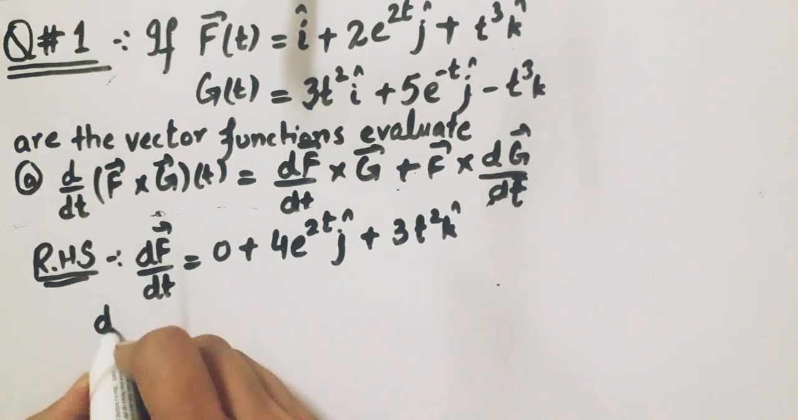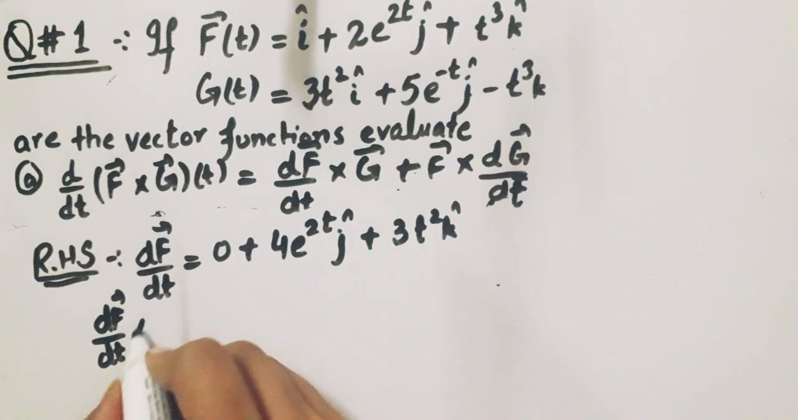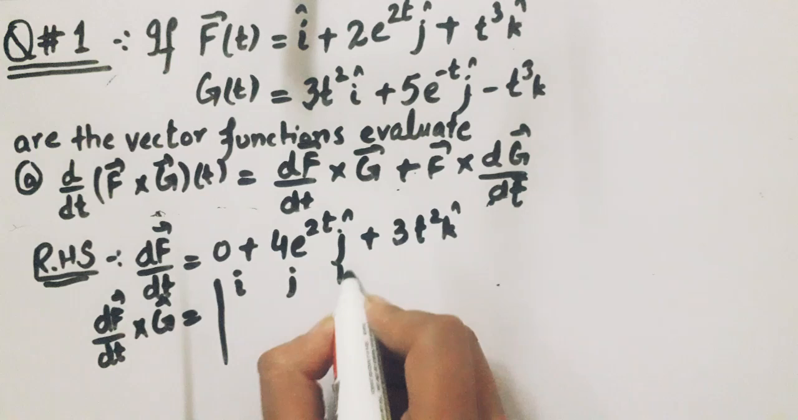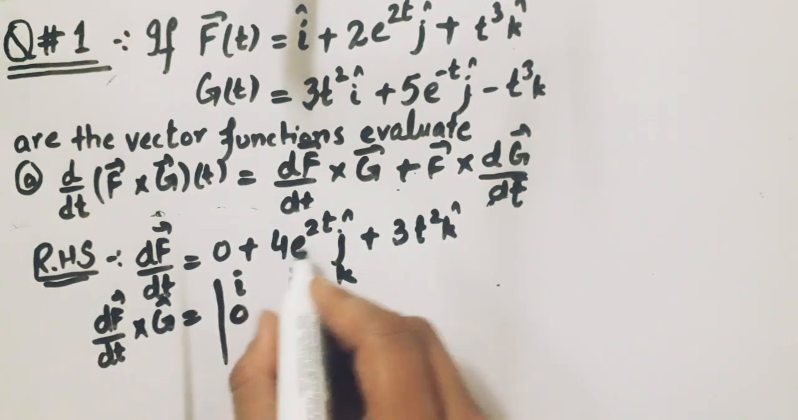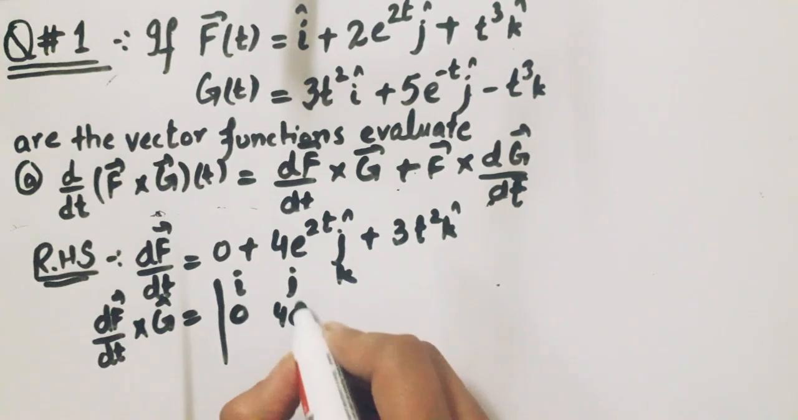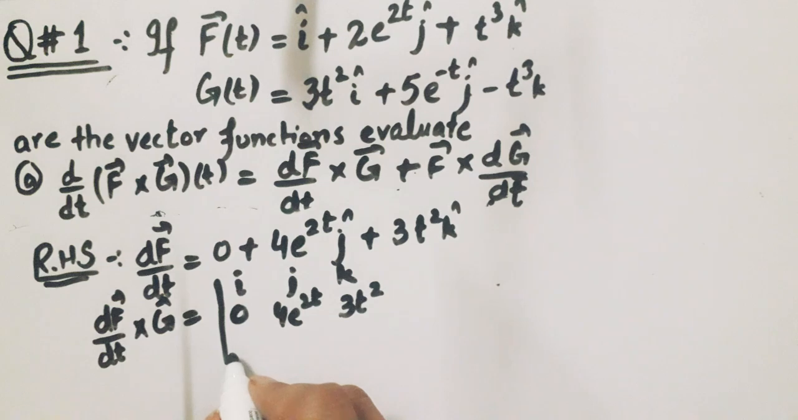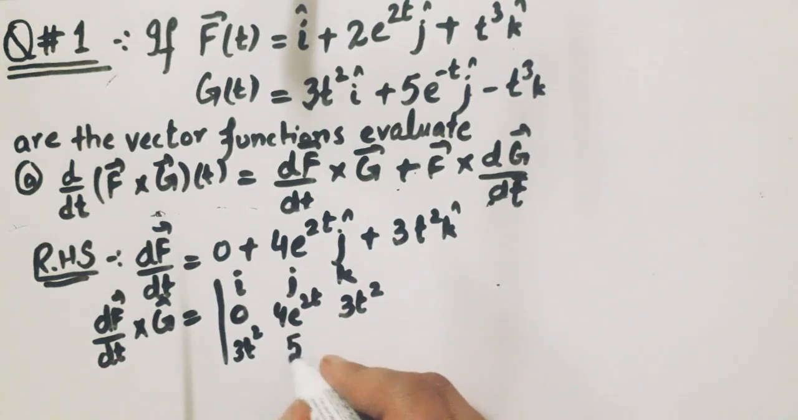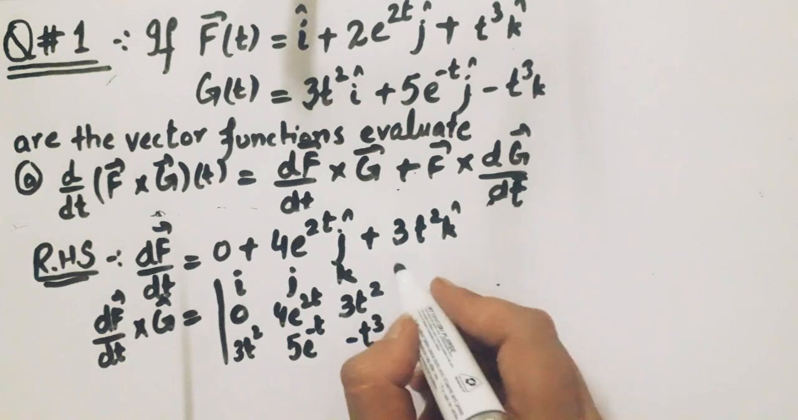So df by dt cross product with j will be equal to ijk. Value of i for f is 0, for j is 4 e raised to power 2t, and for k this is 3t square, and g will be 3t square, 5 e raised to power minus t, and then minus t cube.